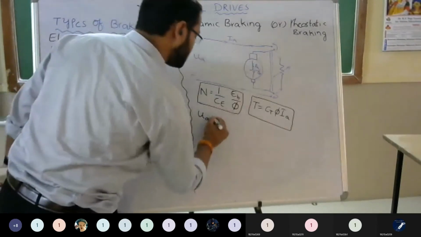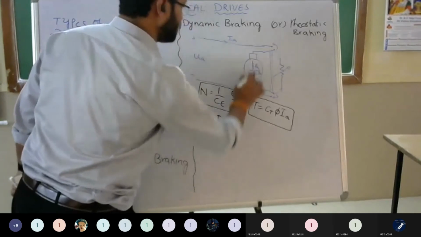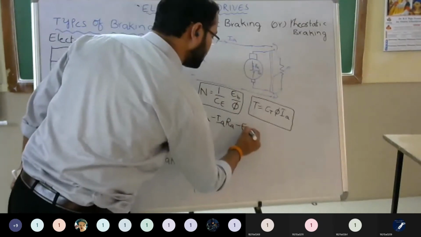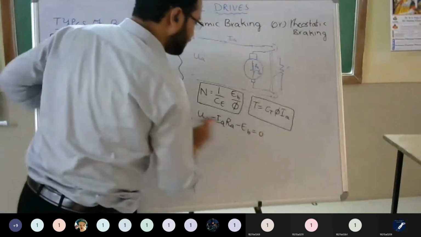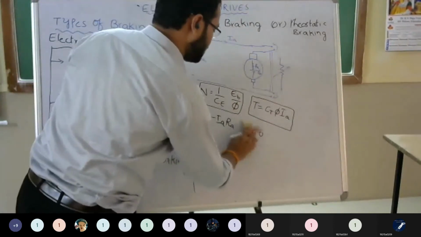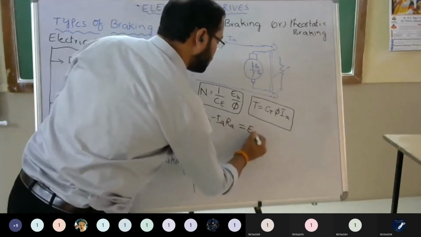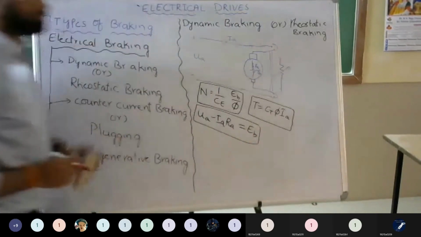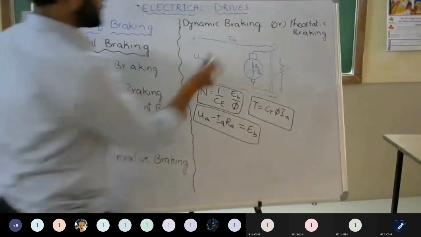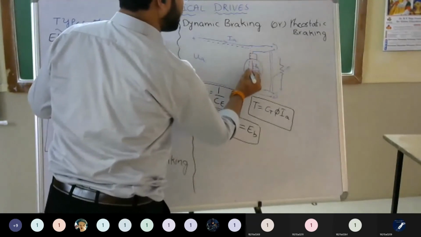UA minus IA RA minus EB is equal to 0. So if you take EB to that side, UA minus IA RA is equal to EB. This is the equation, right? Now you see, this is the direction of the current, the IA current.